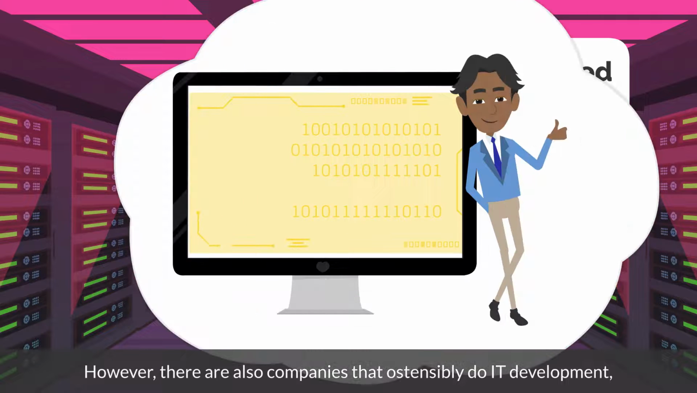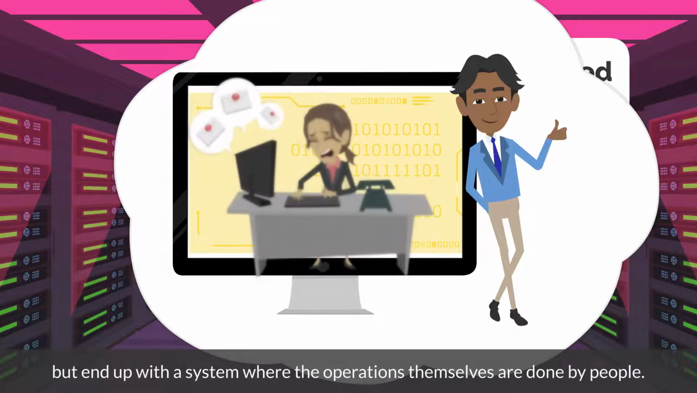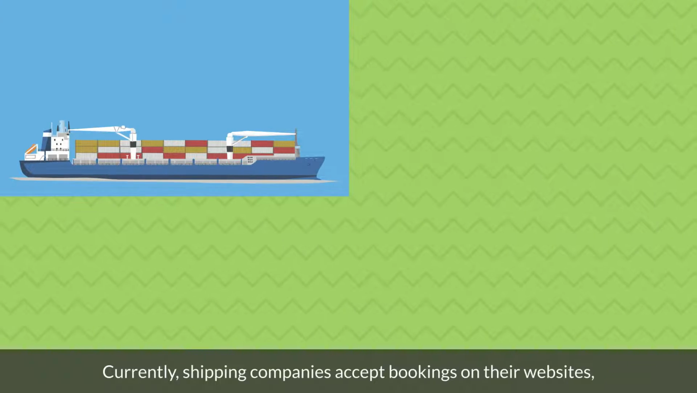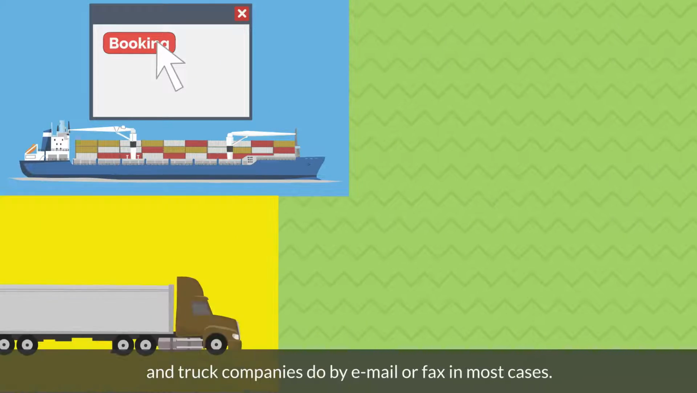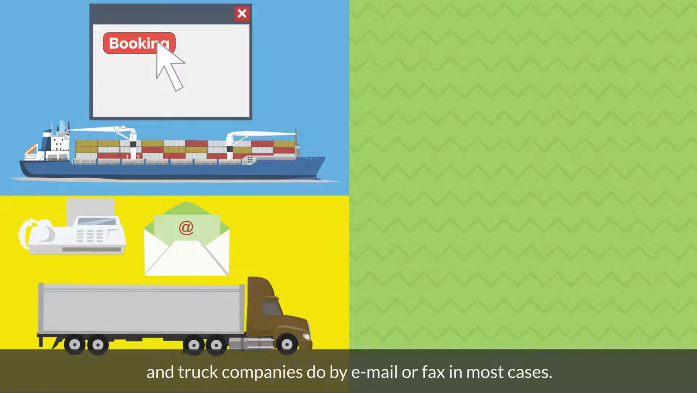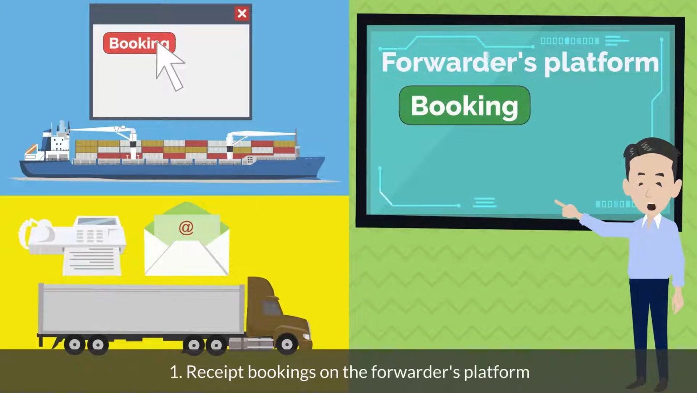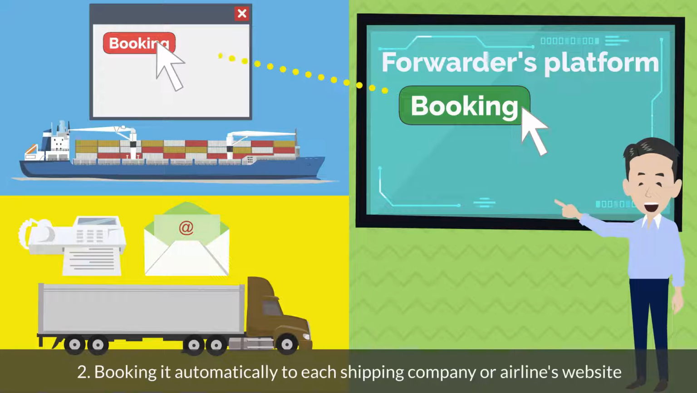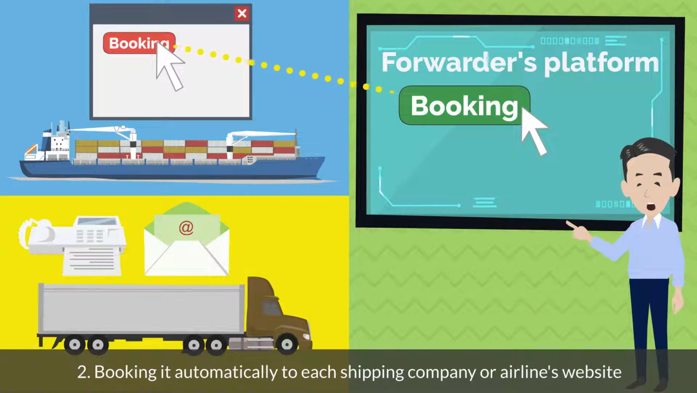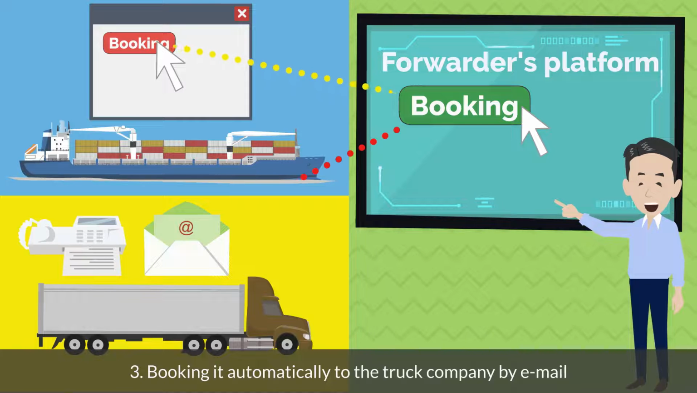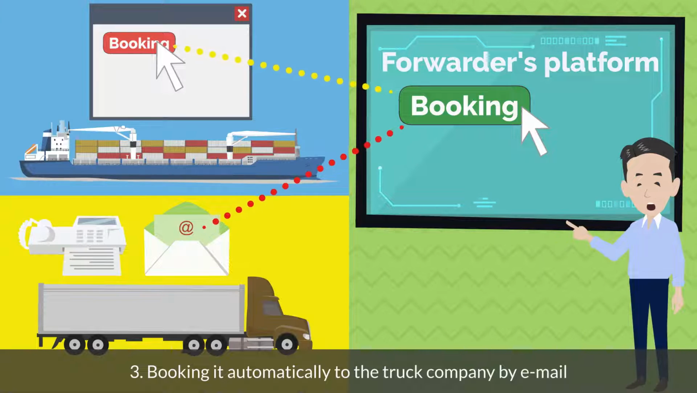However, there are also companies that ostensibly do IT development, but end up with a system where the operations themselves are done by people. Currently, shipping companies accept bookings on their websites, and truck companies do so by email or fax in most cases. In this sense, it is not technically impossible to create the below system. 1. Receive bookings on the forwarder's platform. 2. Book automatically to each shipping company or airline's website. 3. Book automatically to the truck company by email.